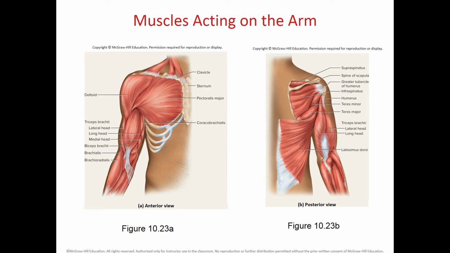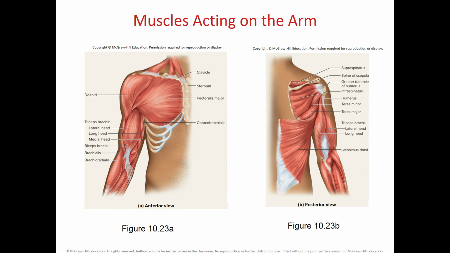Muscles acting on the arm. So we have this biceps brachii that flexes and supinates the forearm. So it helps us to bring the palm a little bit inward. Brachialis, which is this one in here, that helps to flex the forearm. So it's synergistic with the biceps. We have the coracobrachialis, which is this muscle in here that flexes and adducts the arm.